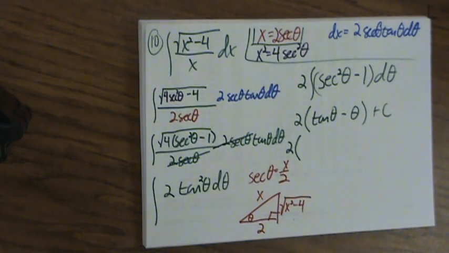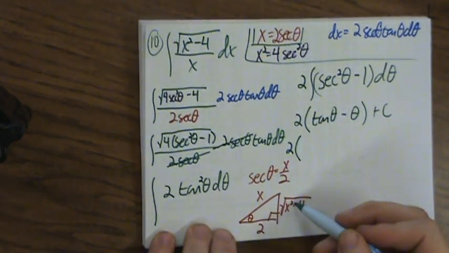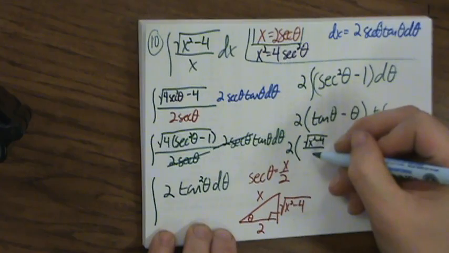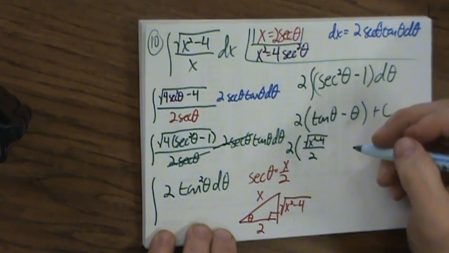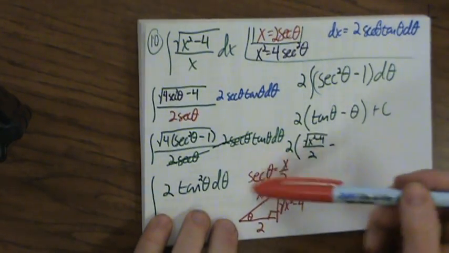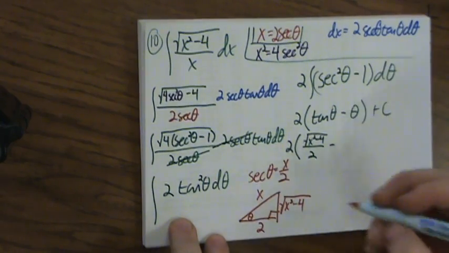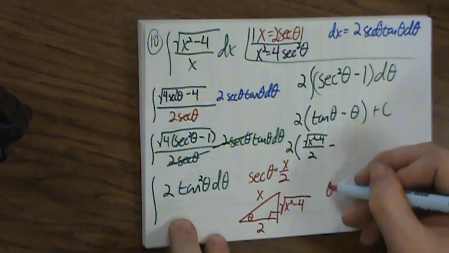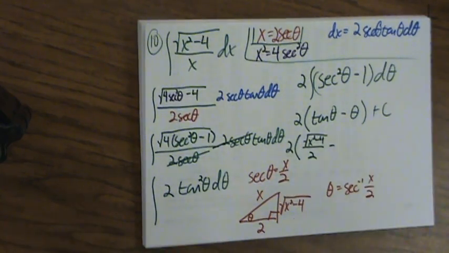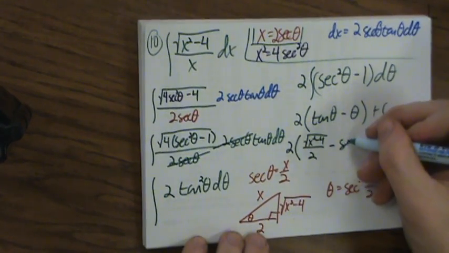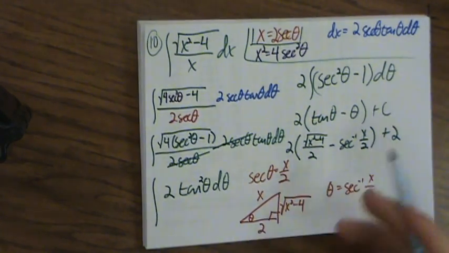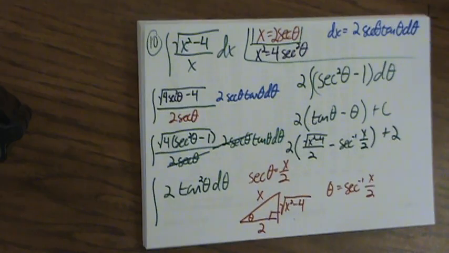So the tangent of theta is opposite over adjacent. Tangent of theta is the square root of x squared minus 4 over 2. Okay, so now what's theta? Theta can be solved for using this relationship. Theta is going to be the inverse secant of x over 2. You could distribute this too if you want to, or not distribute it. Either way you want to go.